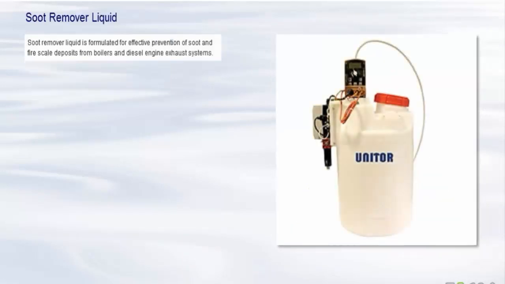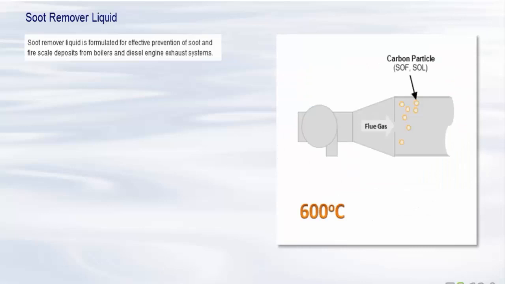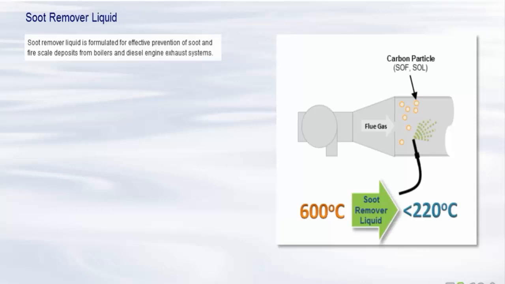Soot remover liquid is formulated for effective prevention of soot and fire scale deposits in boilers and diesel engine exhaust systems. If fire scale is allowed to form on heat exchangers, the resulting loss of efficiency can be directly related to extra fuel consumption. The normal ignition temperature of soot is around 600 degrees Celsius, so it only burns in the hottest parts of the boiler or diesel exhaust systems. The catalytic action of soot remover liquid reduces the ignition temperature of the soot to less than 220 degrees Celsius. The carbon deposits are then ignited, leaving an easily removable ash.